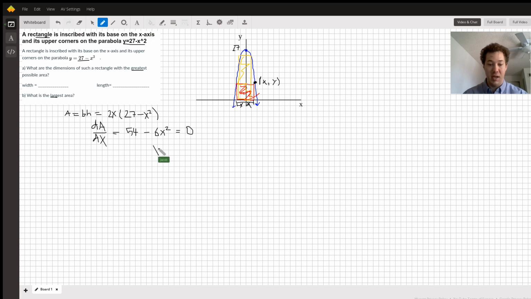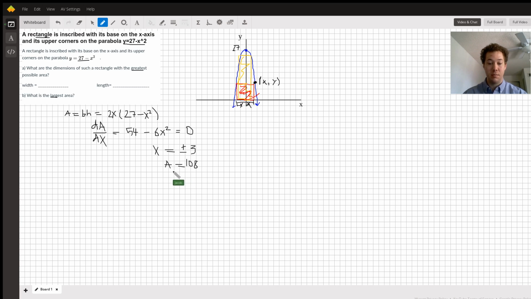So solving for x with this equation, we'll get x is equal to plus or minus 3. We move the 54 over. 54 divided by 6 is 9, and then square root the 9, we get 3. And don't forget your plus and minus. Now to get the area, we just plug the 3 back into this equation. So 3 into this x and this x will give us an area of 108.